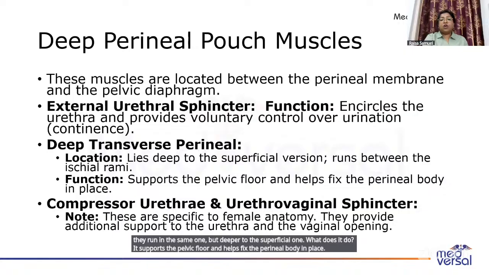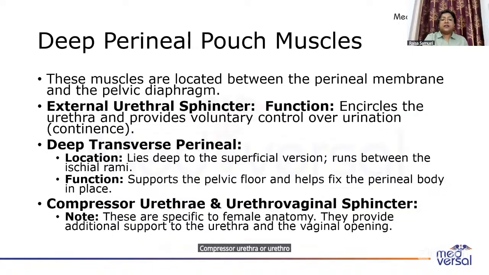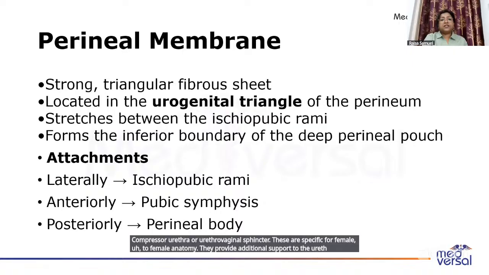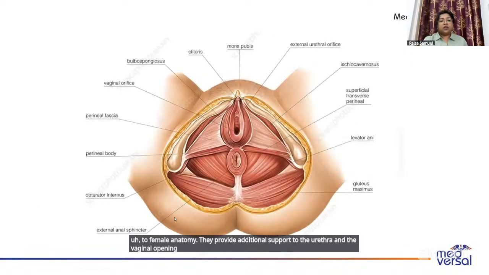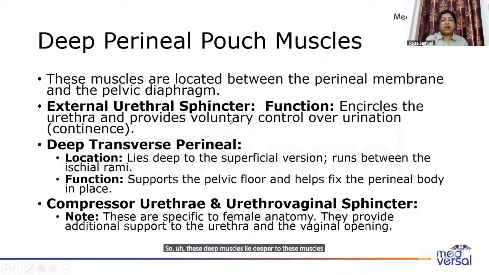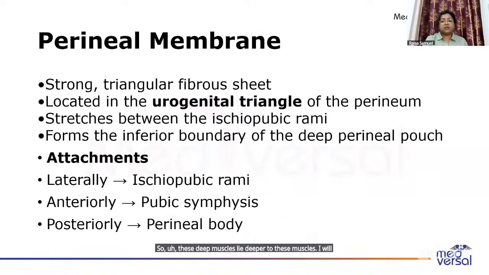Compressor urethrae or urethrovaginal sphincter, these are specific for female anatomy. They provide additional support to the urethra and the vaginal opening. So this is the perineal body here. These deep muscles lie deeper to these muscles. I will be coming to it.